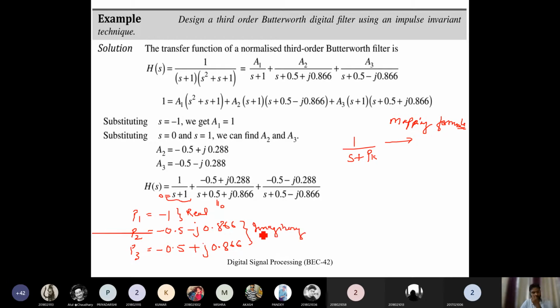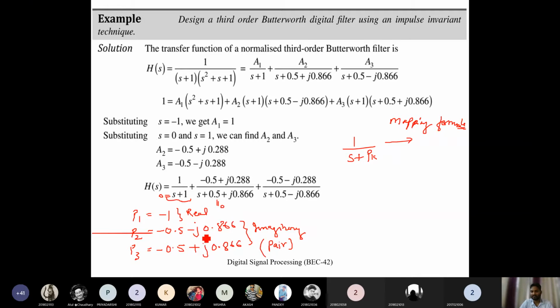So whenever any system has an imaginary pole, there will always be a complementary imaginary pole. That means the imaginary poles will always exist in pairs. We call it imaginary poles exist in pair.